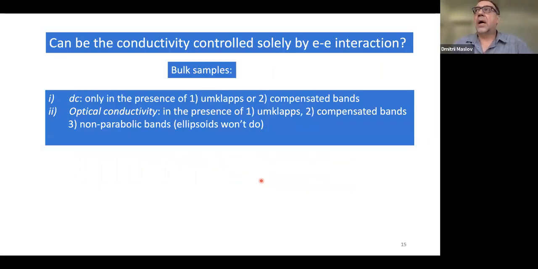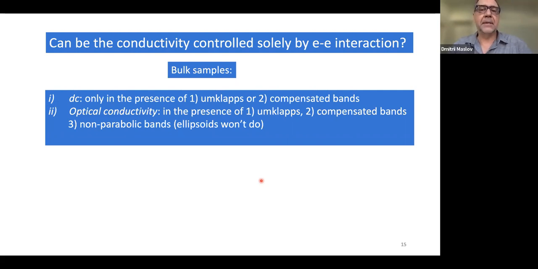All right, so we want the conductivity which is controlled solely by electron-electron interactions. It doesn't mean that it is dominated by the electron-electron interactions, because some other sources can also contribute, but we want the situation where at least electron-electron interactions are allowed to control the conductivity.